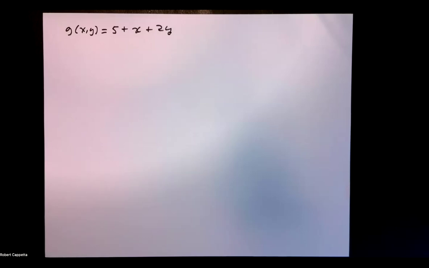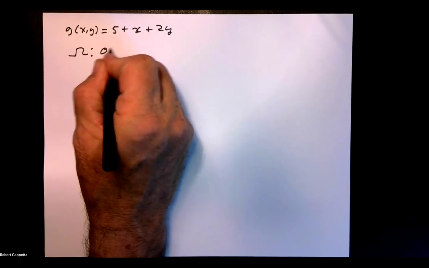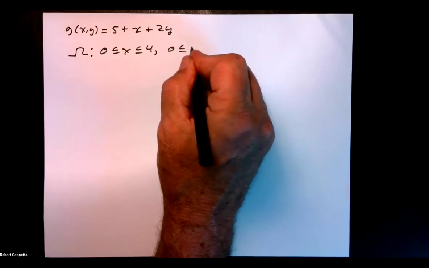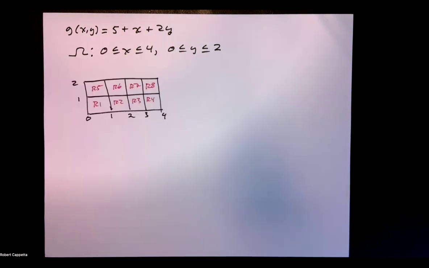So we are starting with this function, g of x, y is 5 plus x plus 2y. Let me make that correct. And we have the region omega, which was 0 less than or equal to x less than or equal to 4, 0 less than or equal to y less than or equal to 2. I want to build that region omega, and I'm going to separate it into multiple small pieces. So I'm subdividing omega into these 8 pieces, and I want to find the midpoint of each of those 8 pieces. So what will those midpoints be?